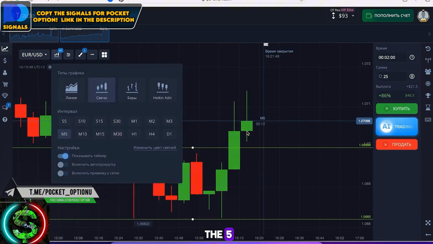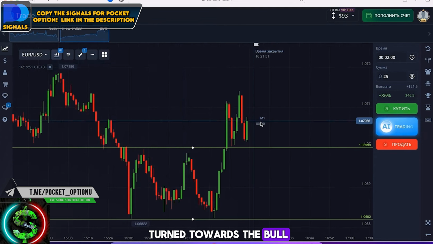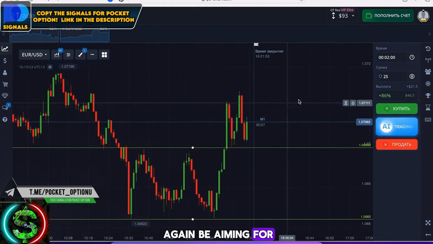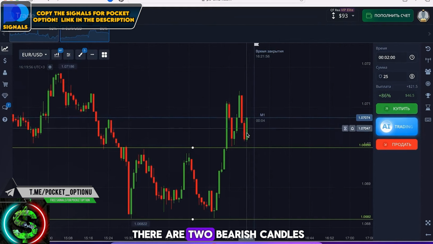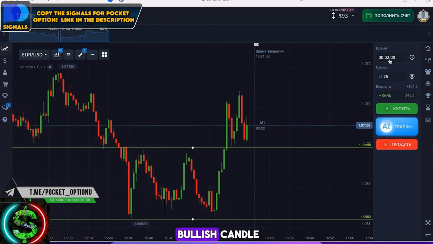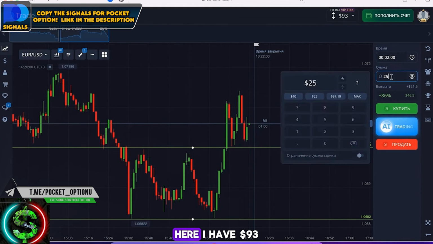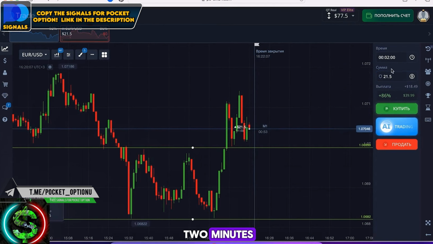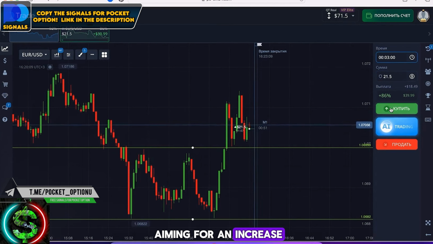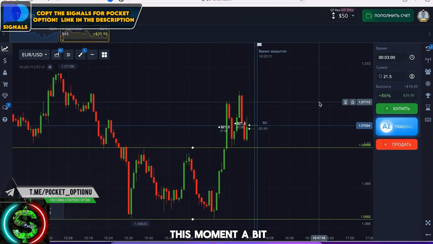As we can see, the 5-minute candle has already turned towards the bull, so here we will again be aiming for an increase. As we can see, there are two bearish candles. Now we have a bullish candle, and again let's aim for an increase here. I have $93, I will take $43 here, divide it by 2 and open 2 trades for 2 minutes and for 3 minutes, aiming for an increase. But I will skip this moment a bit, so you won't be waiting.